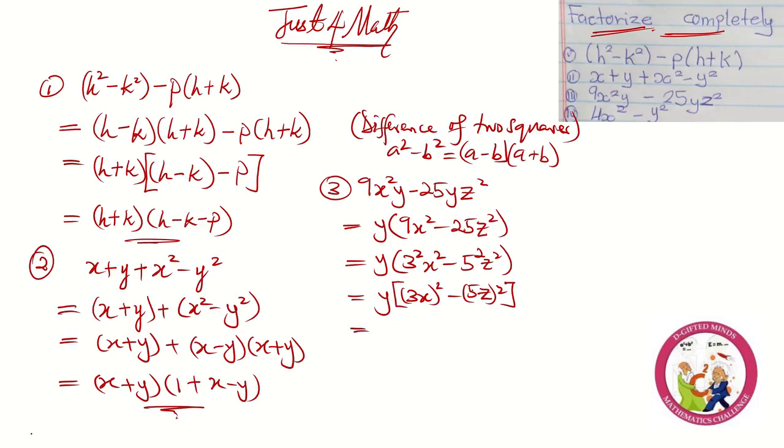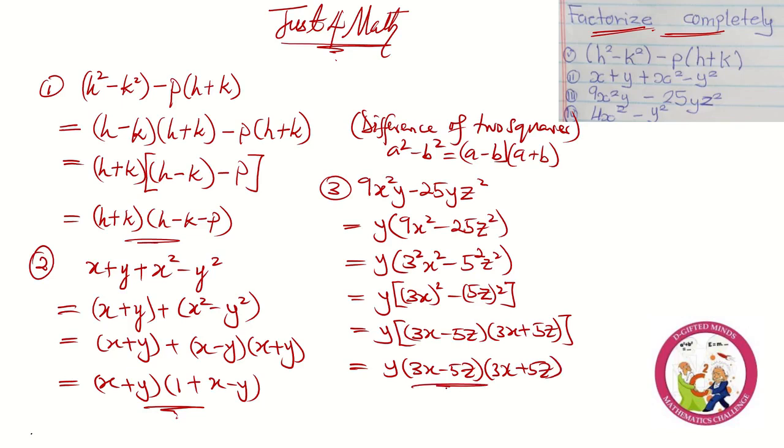All right, so here, as you can see, we are now qualified to apply difference of two squares to the terms in the square bracket. So this becomes 3x minus 5z times 3x plus 5z. Okay, so far so good. We have the complete factorization of the given expression above as y into bracket 3x minus 5z times 3x plus 5z. So here is the factorized form of the given expression. I hope this is clear.